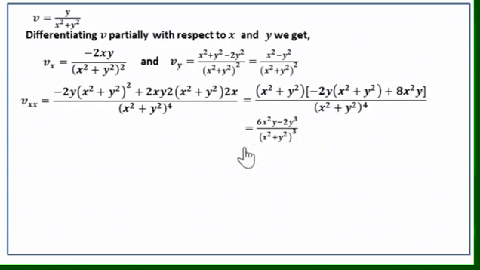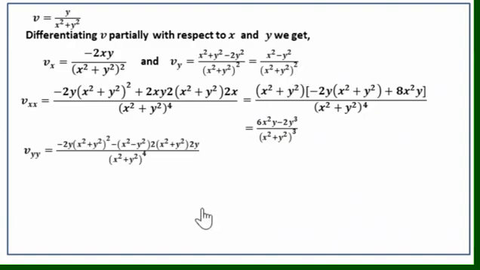Okay, find vyy, that is differentiate vy with respect to y using quotient rule keeping x constant. So what is vyy? (x square plus y square) whole to the power 4 in the denominator. Numerator will be (x square plus y square) whole power 2 into derivative of numerator with respect to y, which is minus 2y, minus numerator (x square minus y square) into derivative of denominator with respect to y, which is 2 into (x square plus y square) into derivative of x square plus y square with respect to y, which is 2y.